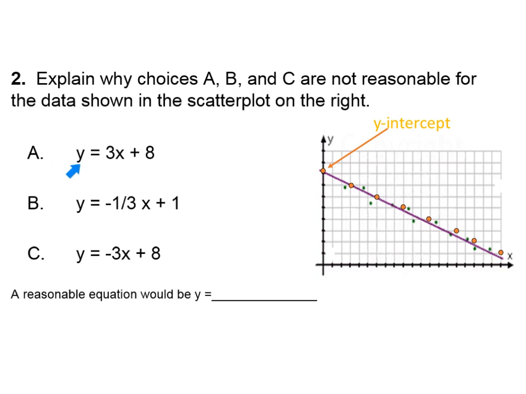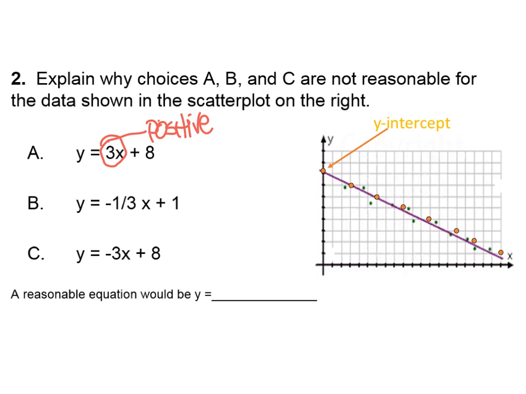Well, let's take a look at A. A is y is equal to 3x plus 8. Well, we know y equals mx plus b. B is 8, so the intercept is 8. So if you look at it, 2, 3, 4, 5, 6, 7, 8. This is 8, so that's looking good. So then what's the problem with number 1? Well, the problem with number 1 is this is a positive slope. And our regression line is not positive, it's actually going down.